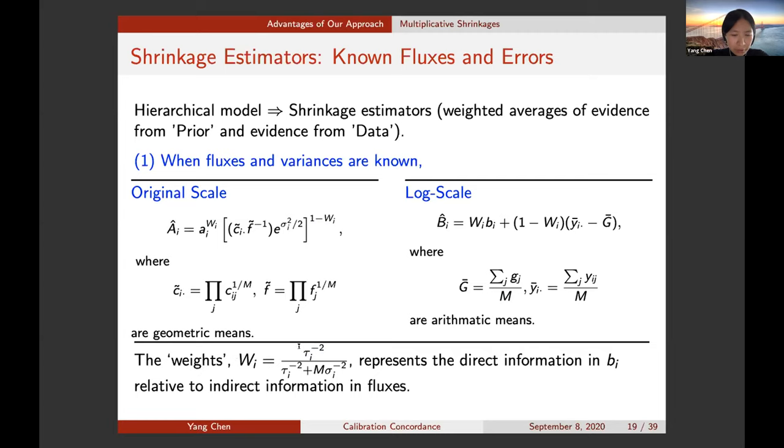So this is saying if the prior is highly precise, that we trust our priors a lot, then Wi is close to one, and we are shrinking our estimator towards the prior. However, if the prior is highly dispersed, in other words, tau I squared is really large, then Wi is really close to zero, then we are shrinking this estimator towards the information coming from the observations. So this is the scenario of having a really imprecise prior so that we trust our data to give us the results. On the other hand, if we trust the prior, then the result will be shrinking towards the prior.